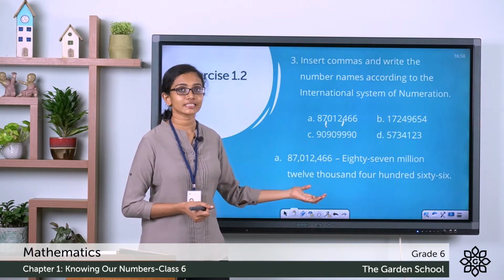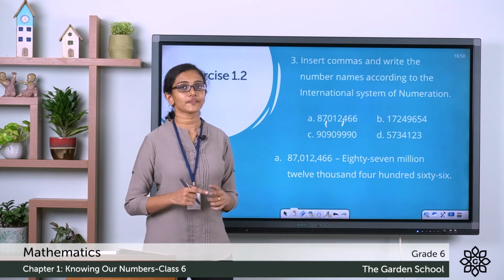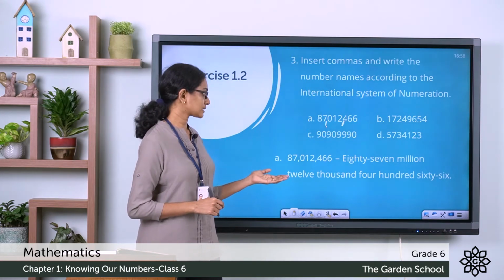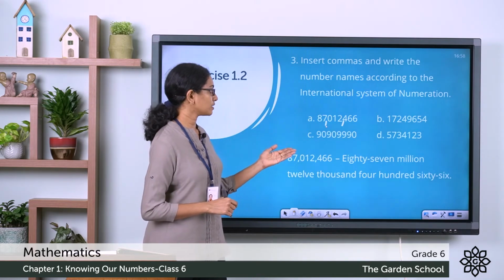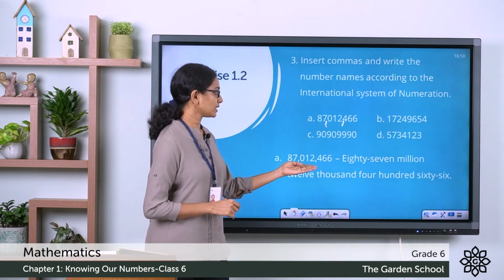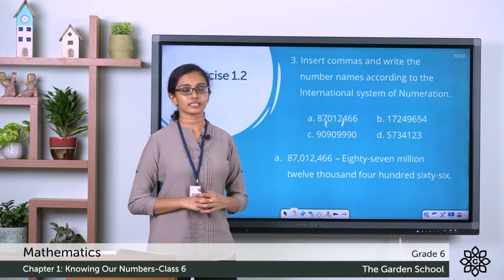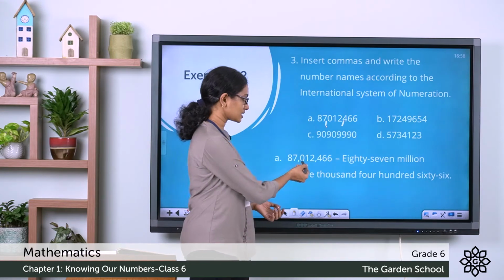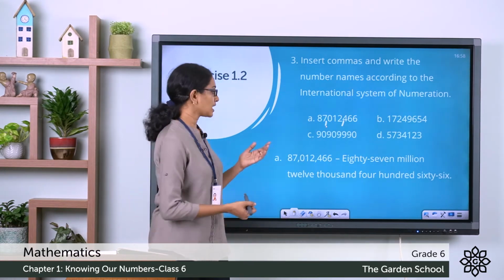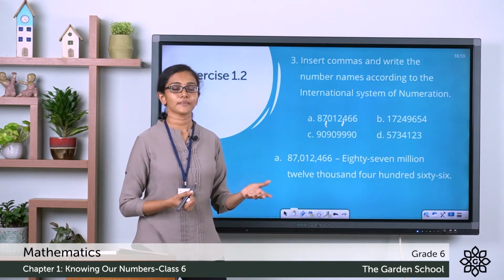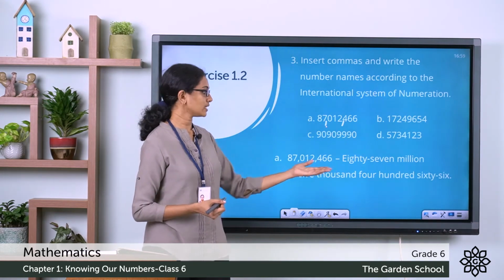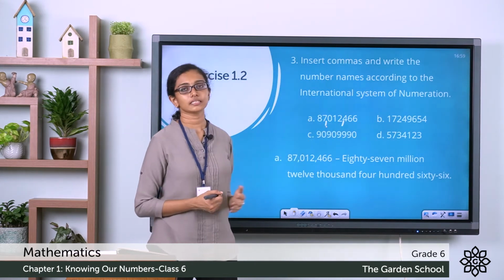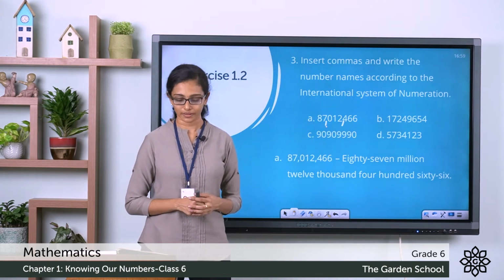you have to read the digits that come under the same period together, and the name of the period should be read alongside. So how do we read this? It is 87,012,466. So these digits belong to the ones period, these digits belong to the thousands period, and these digits belong to the millions period. So here you have the number name as well. So just like this, you have to work out the other 3 questions also in your notebook.